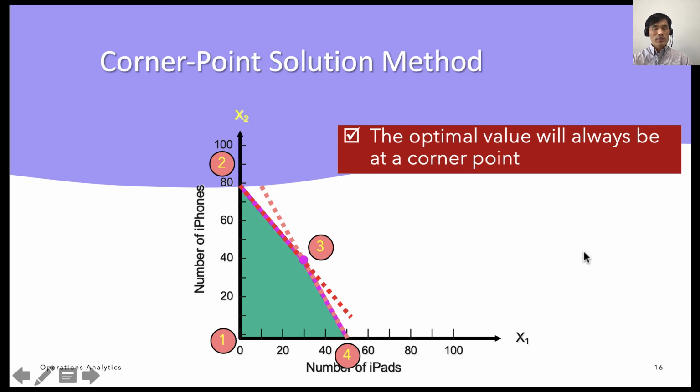Another method is, instead of using the iso-profit line, you can use the corner points. Find the corners first. For example, the origin 0, 0, or 0, 80, or 50, 0. And this is 10, 30. And you want to put them into your objective function and see which one produces the best solution.